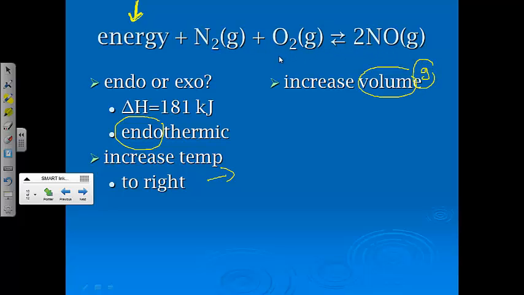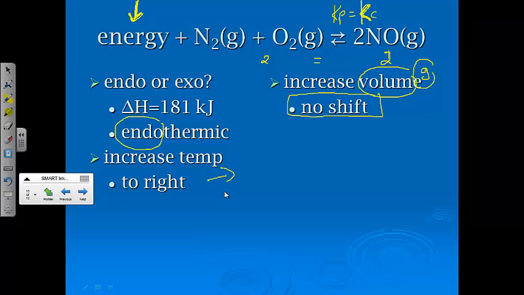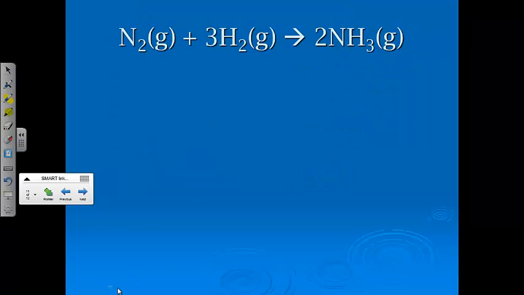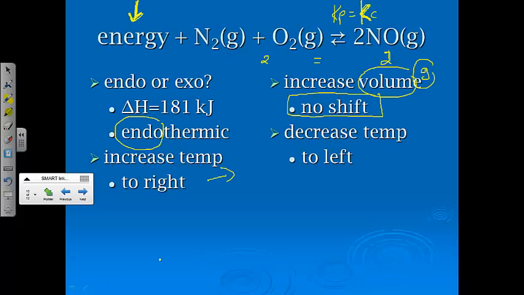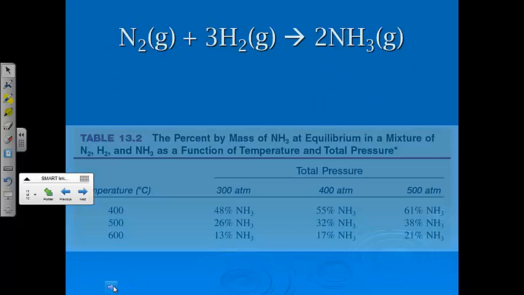If I increase the volume, remember with volume, we're looking at gas particles or moles of gas. We've got 2 on the left as our reactants. We've got 1 on the right as our products. So if we increase the volume, oh, I'm lying. There's 2 here. This is why there's no change. There's a 2 out front. So you have moles of gas equal to each other, so there'd be no shift. Since the change is equal, Kp would be equal to Kc, if you remember that equation as well. If we decrease the temperature, it's like decreasing the energy, which means we're going to shift to the left.